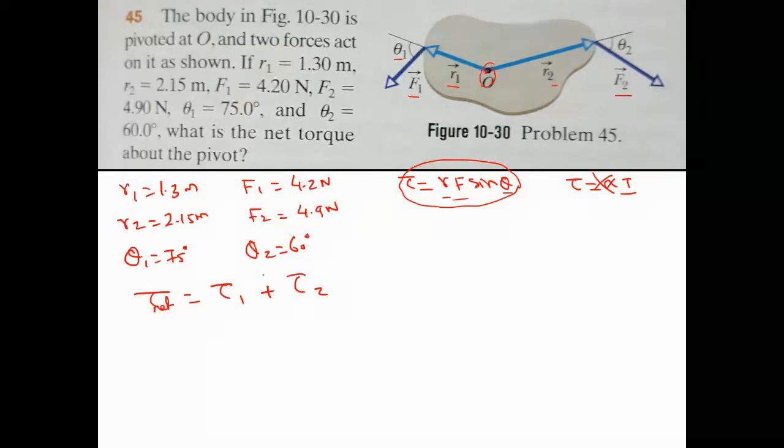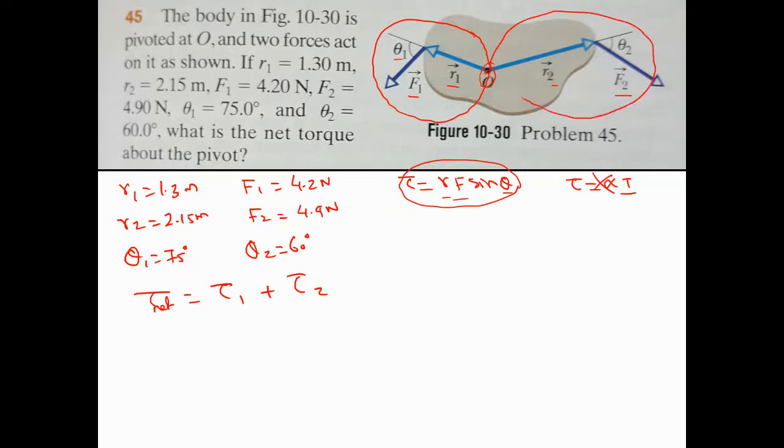Yes, cos theta. Right. So what is our torque 1? Our torque 1 is based on this part. Am I right or not? Yes. And the torque 2 is based on this part. So I have to apply the rule. How do I have to write? R1 F1 sin theta 1 plus R2 F2 sin theta 2. Am I right? Yes, you are right.